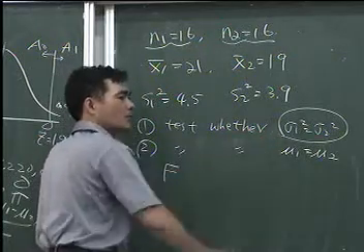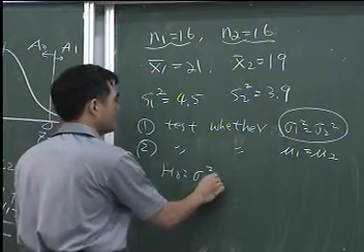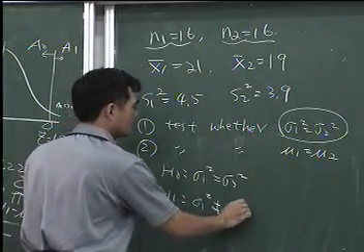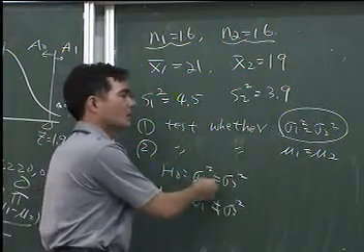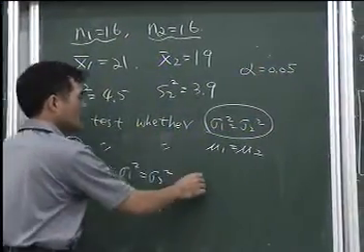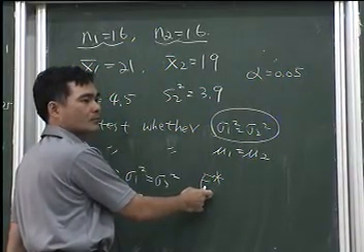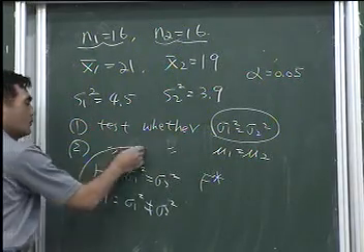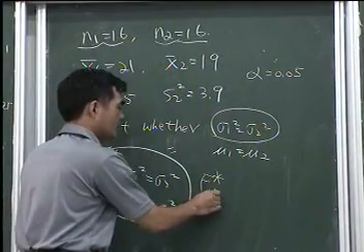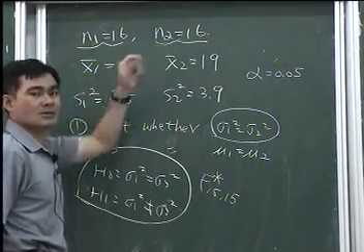Okay, then we should test this one first, right? So then H naught: sigma 1 squared equal to sigma 2 squared, H1: sigma 1 squared not equal to sigma 2 squared. Because this is a two-tailed test, right? If the alpha is 0.05, then the critical value you have to check is F star. Can anyone tell me what's the degrees of freedom here? It should be 15 and 15, because sample 1 is 16, sample 2 is also 16, okay?